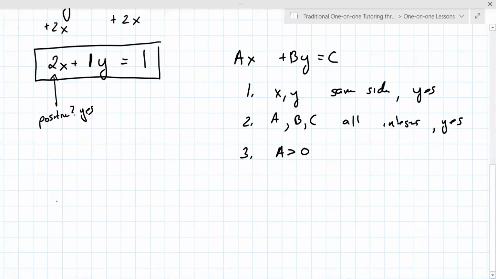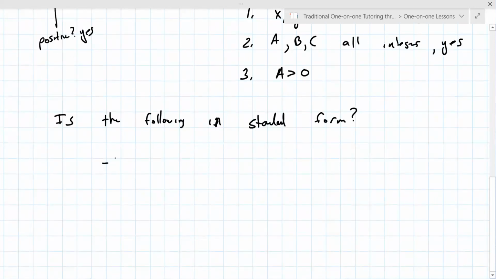Okay, so let's try something very simplistic here. Is the following in standard form? Well, I haven't given it to you yet. Minus 3x plus 4y equals negative 12. Is this in standard form? So the first thing you're looking for is, are x and y on the same side? That's a question for you. Are x and y on the same side?